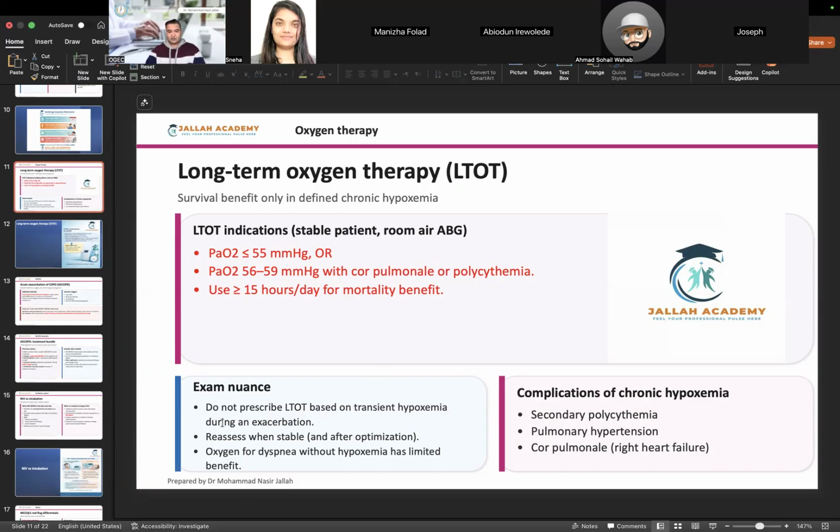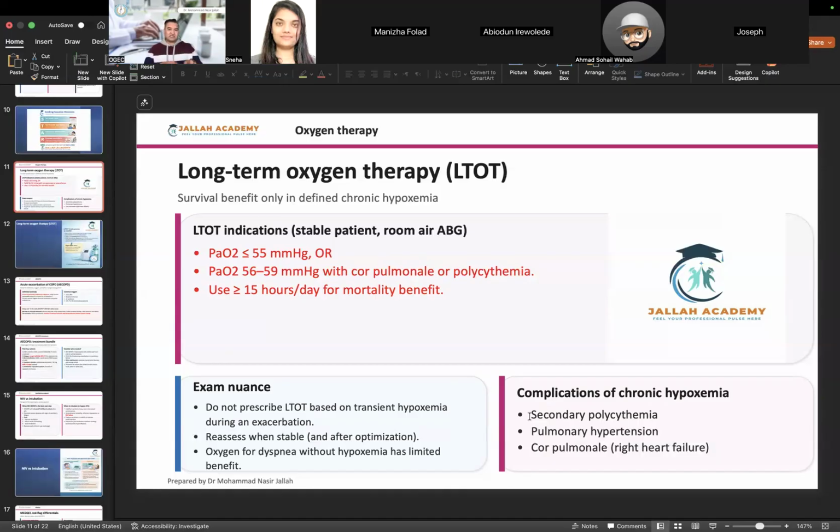So exam notes: do not prescribe long-term oxygen therapy based on the transient hypoxia during an exacerbation. Reassess when stable, after optimization. Oxygen for dyspnea without hypoxia has limited benefit. As you guys remember, when I started the asthma and COPD in general, I mentioned that we usually give oxygen when the patient is hypoxic. We don't give oxygen if the patient is not hypoxic.